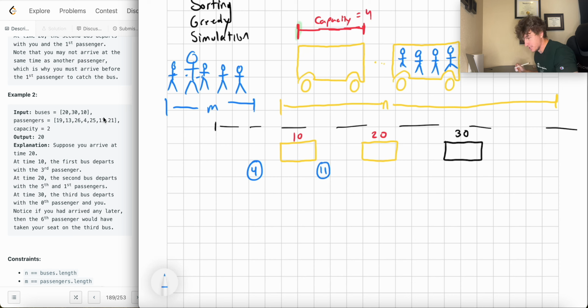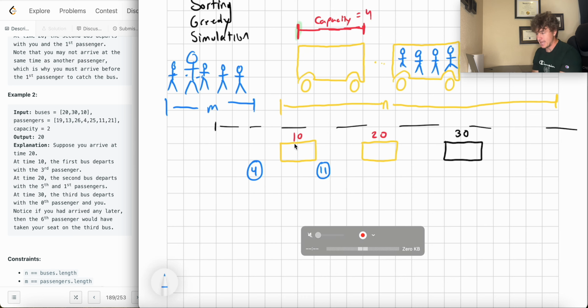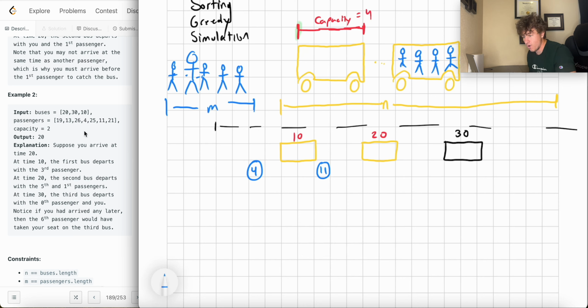Does it make sense? A little more sense now? Because I need to know when people arrive and what bus they're going to get on. 11's never going to catch this 10 bus, and 11 comes after 4. So if 4 doesn't catch a bus, then 4 needs to get on the bus before 11. So it makes sense why you need a simulation. You need the system sorted to know where things go. 4, 11. The next person arrives at 13.